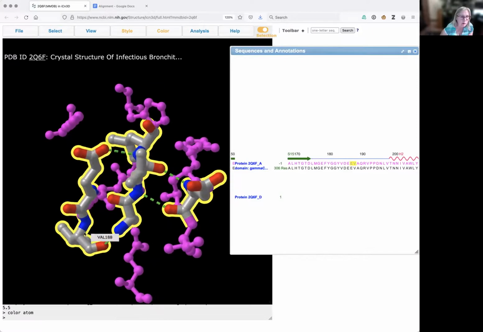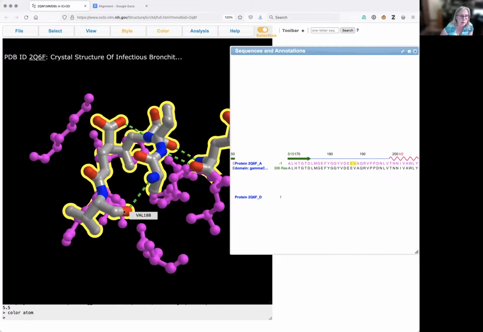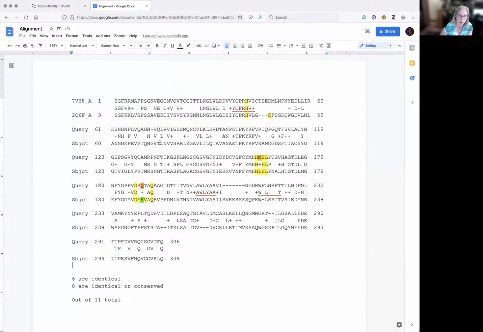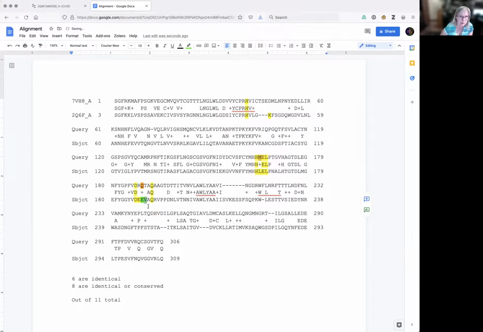We have also forming a hydrogen bond the backbone oxygen from valine 188. So that was the V. And that one is part of the binding site, but not found in my SARS-CoV-2 protease. Let's see what else we have.